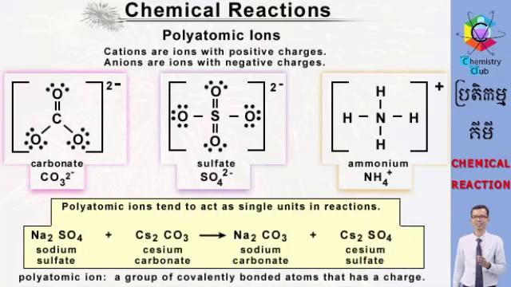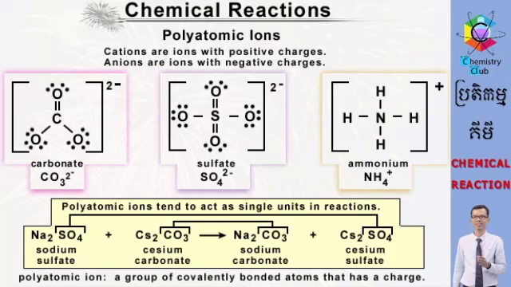For example, when sodium sulfate and cesium carbonate react, the polyatomic sulfate ion is transferred from sodium to cesium, and the polyatomic carbonate ion switches from cesium to sodium. In both cases, each polyatomic ion makes the switch as an intact group.